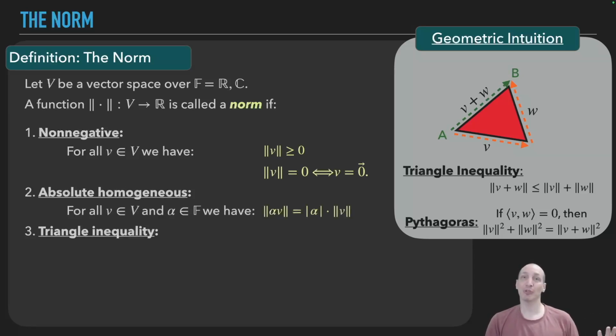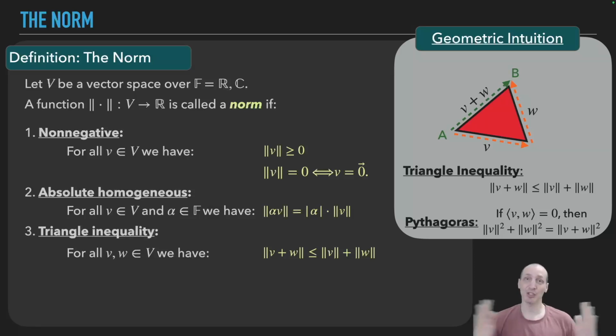It should be absolute homogeneous. So the norm of alpha times v is the absolute value of alpha times the norm of v. Or you can think about it as sort of multiplicatively, right? So the norm of alpha v is the norm of alpha times the norm of v. And finally, it should satisfy the triangle inequality. Norm of v plus w is at most the norm of v plus the norm of w. Okay, so this is the definition in general.